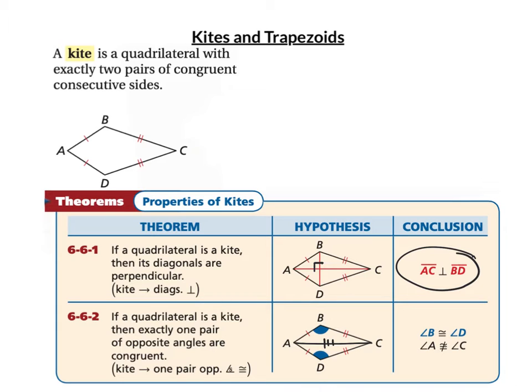Notice that angle BAD, that angle there, is not congruent to angle BCD on the other side. It's only angle B and angle D that are congruent in a kite.